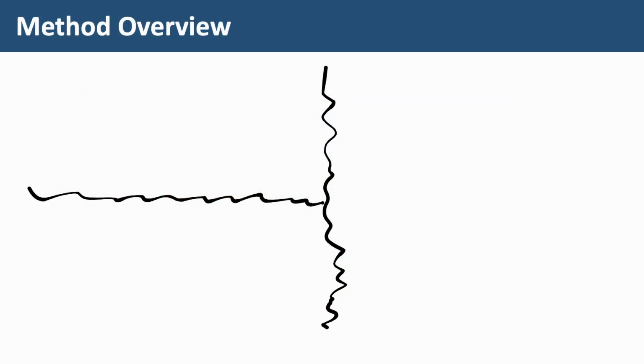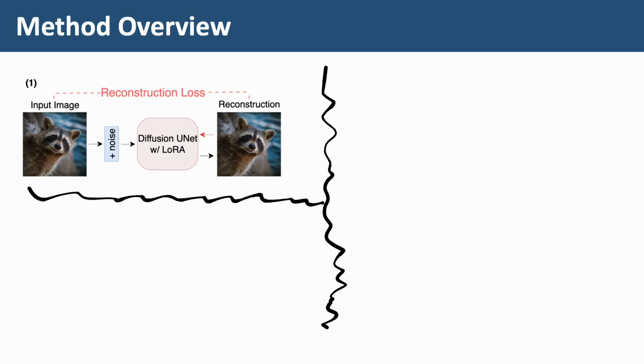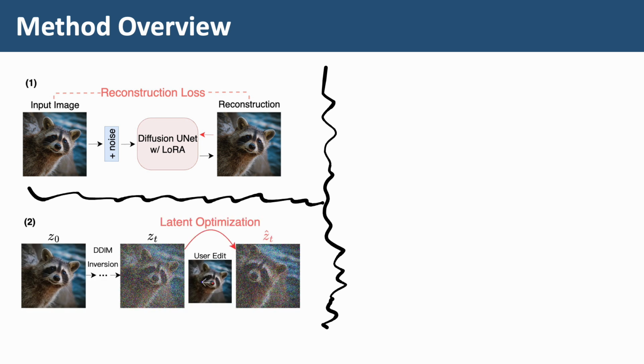Motivated by the previous observation, we designed the following pipeline. To start with, given the user input image, we fine-tune a LoRA to better reconstruct the image from the noisy latents. This fine-tuning process only takes about 25 seconds on an A100 GPU.